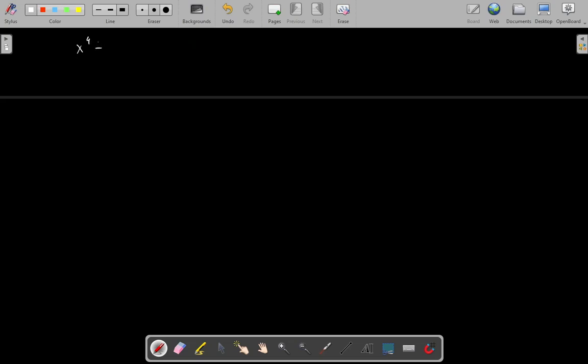x to the power 4 plus y to the power 4 can be written as (x square plus y square) whole square. If we write it like this, the extra term that we'll get will be plus 2x square y square, so we have to subtract 2x square y square. Because if we expand this, we will get x to the power 4 plus y to the power 4 plus the 2ab term, which will be 2x square y square. So we have to subtract this.